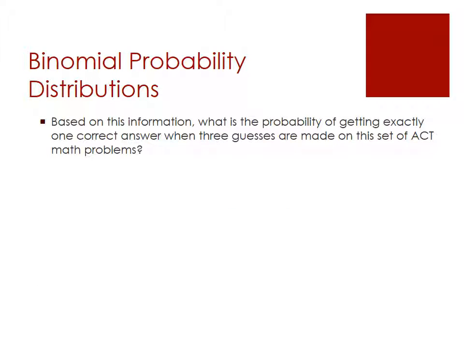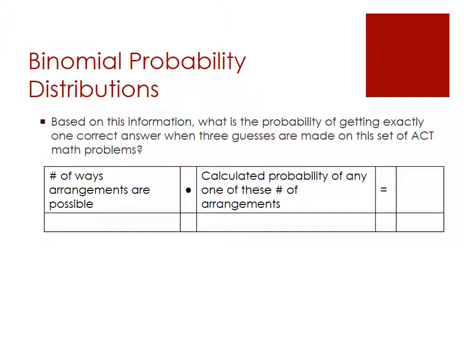So then, based on this information, we need to ask what is the probability of getting exactly one correct answer when three guesses are made on this set of three SAT math problems. To solve this, we're going to plug our data into a table that looks like this. We're going to take the number of arrangements that are possible and multiply it by the probability of any one of these arrangements, and that is going to give us our answer.